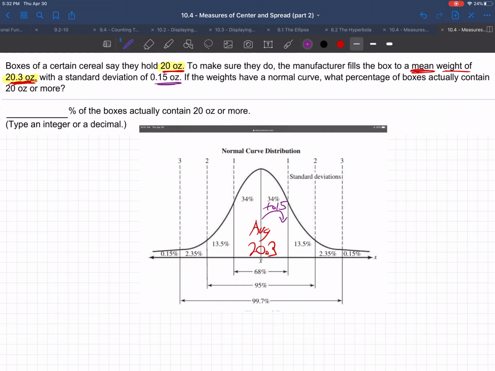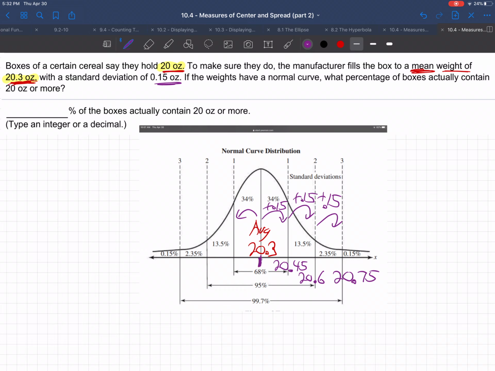0.15. So what would that be then? 20.3, if you add 0.15, 20.45. And then for the next line, up another 0.15. This would then be 20.6. And then add another 0.15. This will be 20.75. And then the other direction, it's like a number line, right? 20.3 is in the middle instead of 0 in the middle.